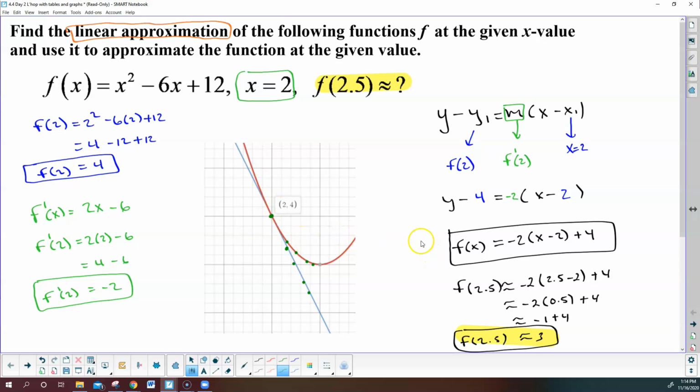So what's the benefit to doing this? Well, I don't need a calculator at all to figure out my approximation because it's just a linear equation. But here, if I ask you something kind of crazy, it would be harder to do without a calculator. So that's why you can use the linear model to approximate answers.